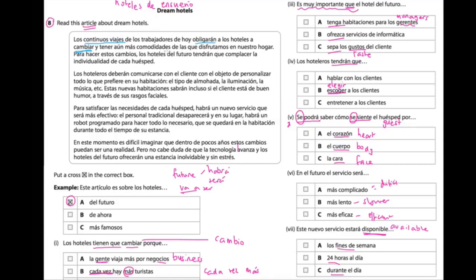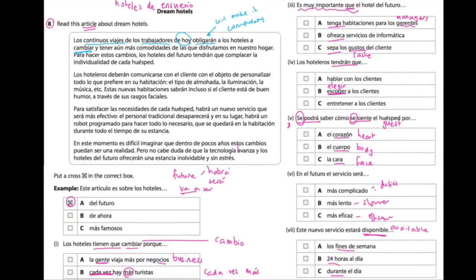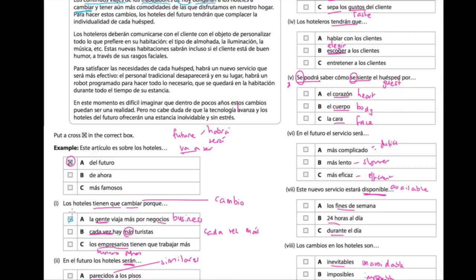Okay, so los continuos viajes, the constant or continued trips, de los trabajadores, of the workers, de hoy, of today, obligarán, this is will, make it compulsory, okay, like obligatory, a los hoteles a cambiar. So why do they have to change? Because people travel more, okay, los continuos viajes, the constant trips.